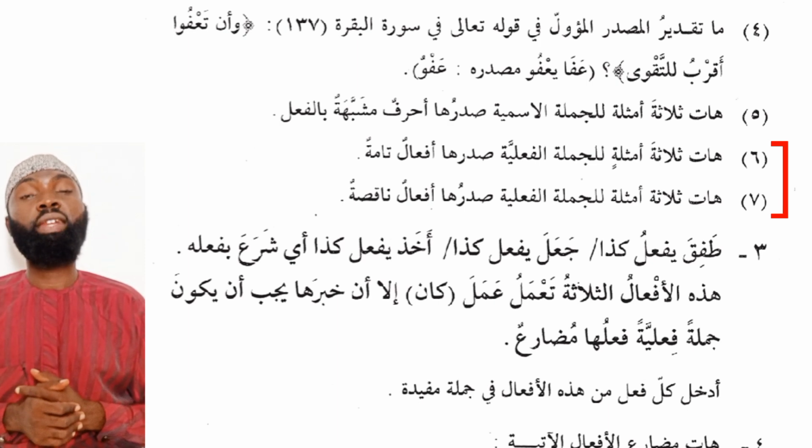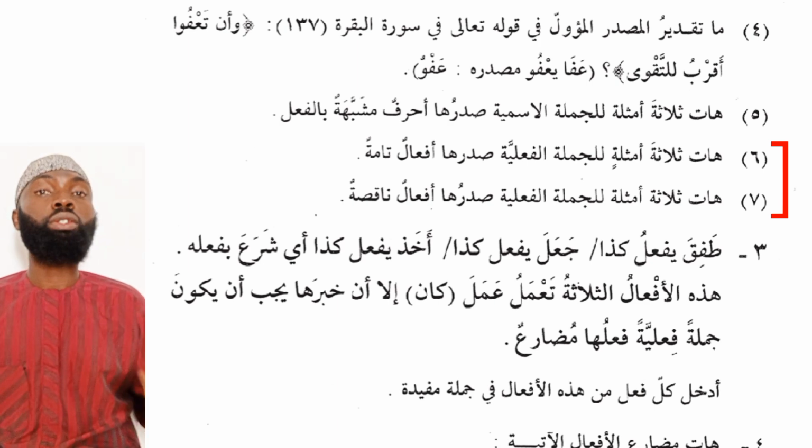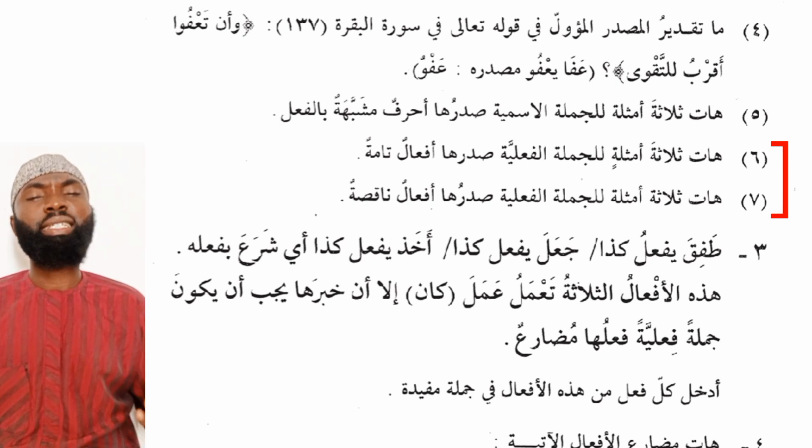Among the other sisters of kana, we also have Laysa. I can say Laysa Muhammadun Ja'i'an, Muhammad was not hungry. Among the other sisters of that is Sara Aliyun Mujtahidan, which means Ali becomes hardworking.